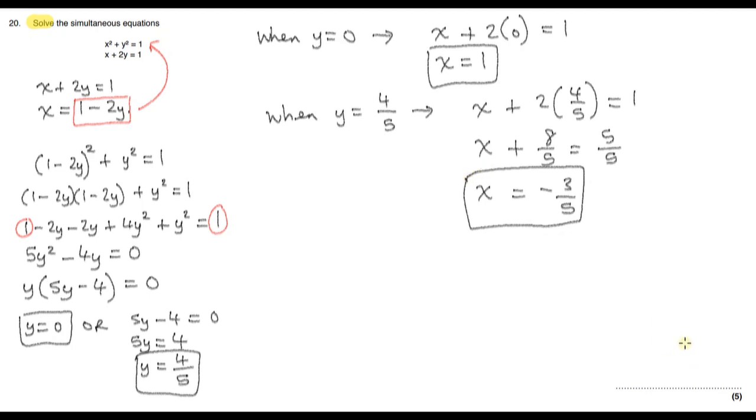So now we've got our solutions for x. We just need to put these in the answer line, but make sure you line them up. So which ones go with which? We can say that x is equal to 1 and y is equal to 0, or x is equal to -3/5 and y is equal to 4/5. So most of the time you're going to have two solutions to anything involving quadratics.